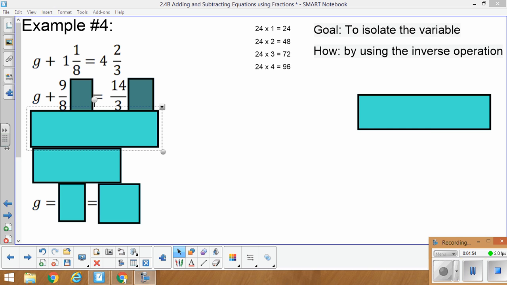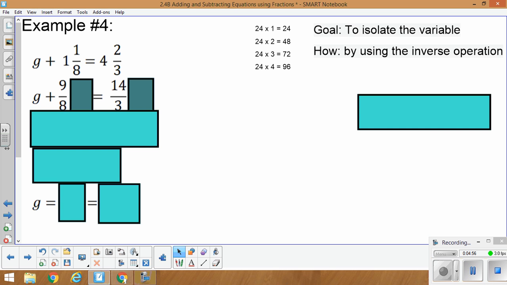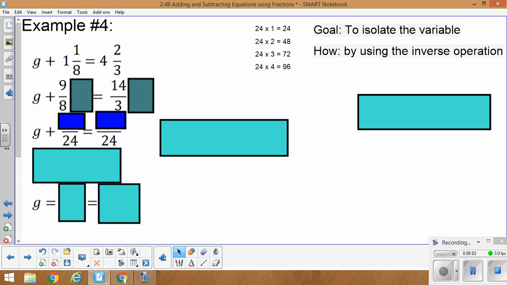Okay, so the next thing I need to do is find a common denominator. I noticed that 8 and 3 are not alike, so my common denominator is 24.